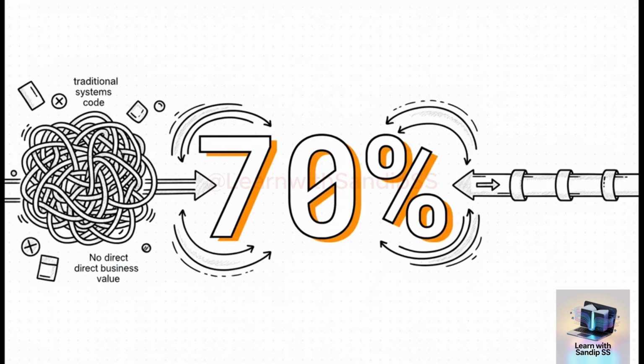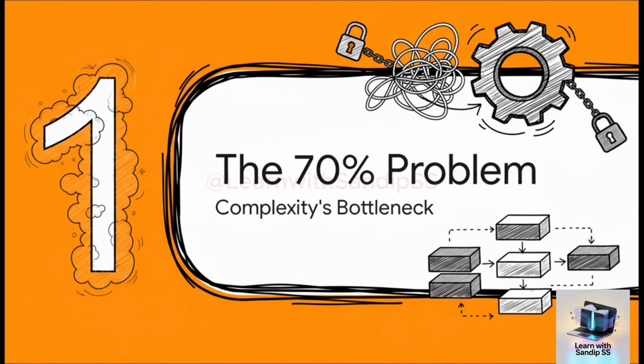I want to start with just one number. 70%. Now that's a huge figure, right? But what does it actually mean? Well, this comes straight from SAP's own analysis. It's the amount of application code in traditional systems that adds absolutely no direct business value. It's just there to manage performance. Think about that. And that brings us right to the heart of the matter, what I like to call the 70% problem. This isn't just about some bloated, inefficient code. No, it's about a fundamental bottleneck that seriously slows businesses down.